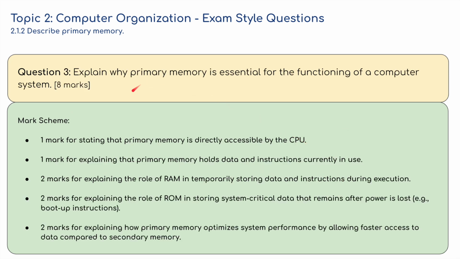And then finally, I've given you the mark scheme here. 1 mark for stating that primary memory is directly accessible by the CPU. Another mark for explaining that primary memory holds data and instructions currently in use. 2 marks for explaining the role of RAM in temporarily storing data and instructions during execution. 2 marks for explaining the role of ROM in storing system-critical data that remains after power is lost, e.g. the boot-up instructions, startup instructions. And then finally 2 marks for explaining how primary memory optimizes system performance by allowing faster access to data compared with secondary memory.